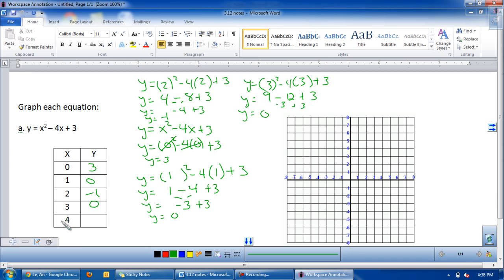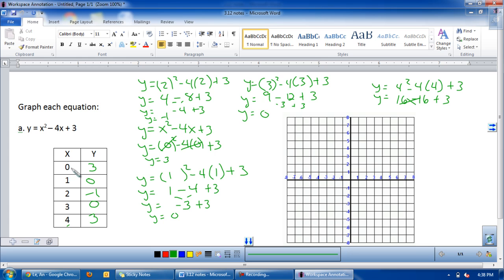Then finally, x is equal to 4. So we have y equals 4 squared minus 4 times 4 plus 3. Then we have y equals 16 minus 16 plus 3. 16 minus 16 is equal to 0, leaving us with y equals 3. Okay. So now that we have the table all filled out, we're going to go ahead and plot the points.